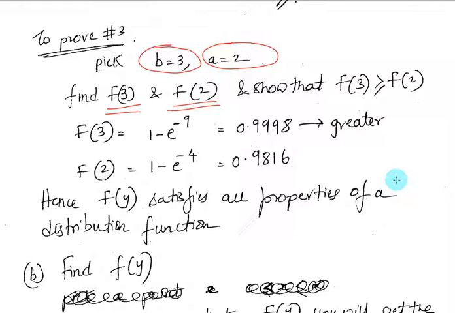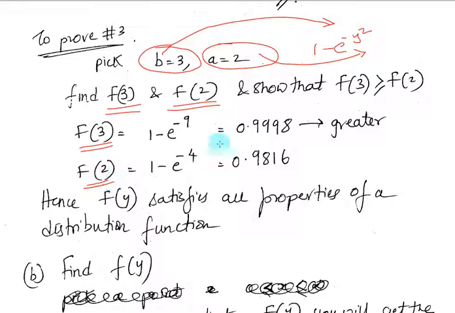in 1 minus e raised to negative y squared. If I substitute in place of y either the value of b or the value of a, I will be able to compute F of 3 and F of 2, and this calculation can be done using your calculator or Excel or MATLAB. And 1 minus e raised to negative 9 is 0.9998, and 1 minus e raised to negative 4 is 0.9816, which clearly proves that F of 3 is greater than F of 2.